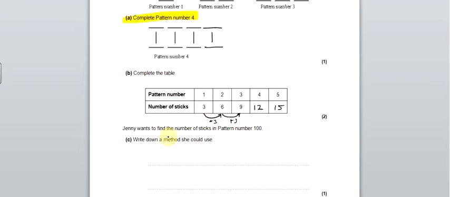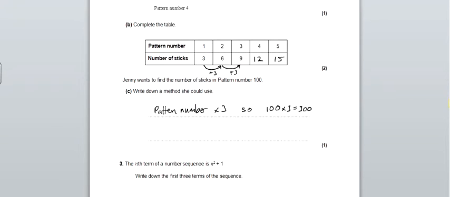So she could just do 100, the pattern number, and she could times it by 3. So 100 times 3, which is 300. And if you come up with a rule, because people do very reasonably, people are very good at spotting cunning rules, but if you do, check it to see it works, because if it doesn't work on these numbers, it's not going to work on 100.